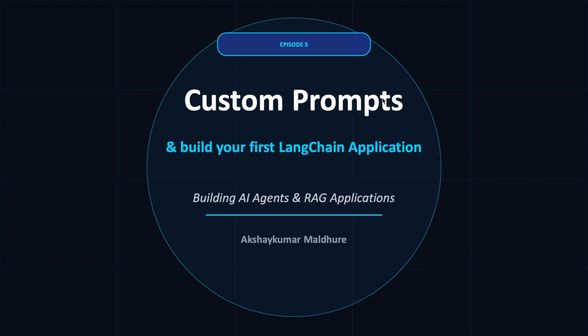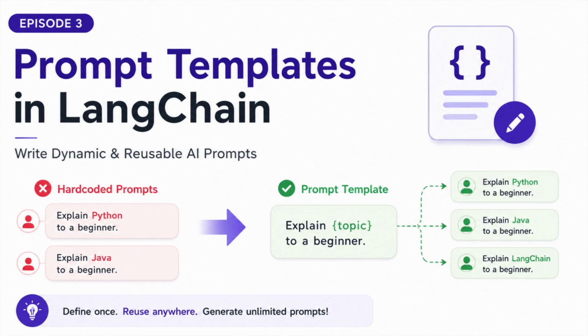Hello, and welcome to episode 3 of our LangChain series. In the previous episode, we built our first LangChain application by sending a simple prompt to an LLM. But what if you need to generate hundreds of prompts with different values? Writing strings manually becomes difficult. That's where prompt templates come in.